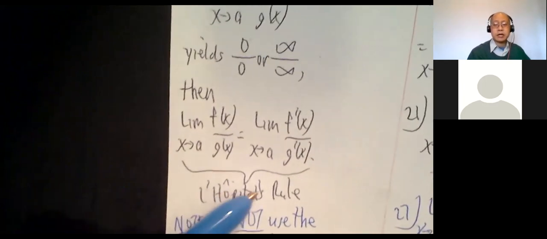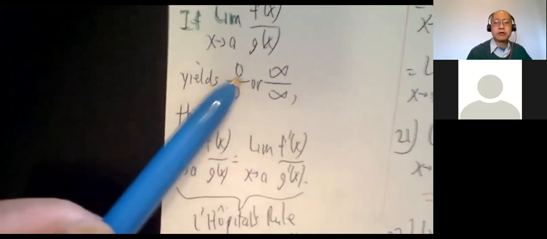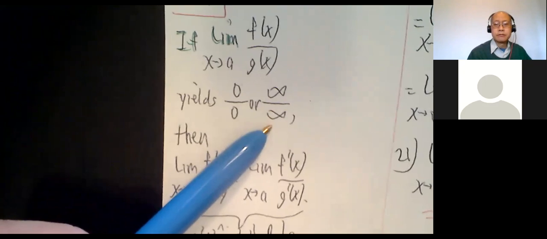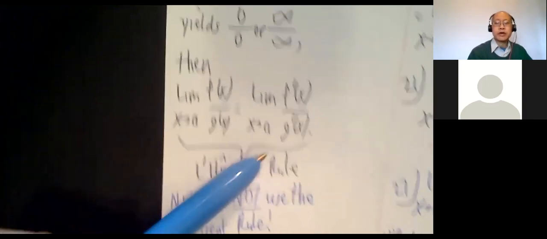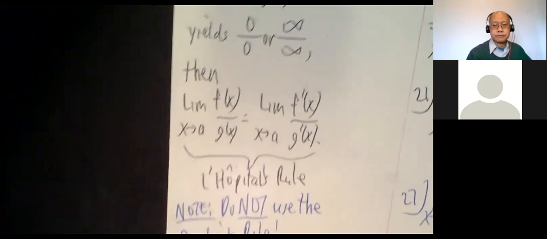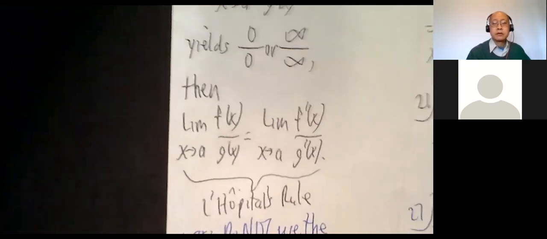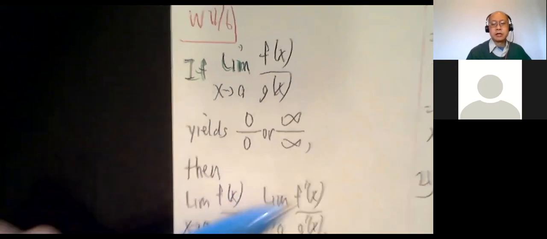That's the essence of L'Hôpital's rule. If you get 0 over 0 or infinity over infinity, take the derivative of the top, take the derivative of the bottom, you will get the same limit. I'll show you the book's version also in a second, but that's the essence of it. This may be the version you want to put on your next cheat sheet.